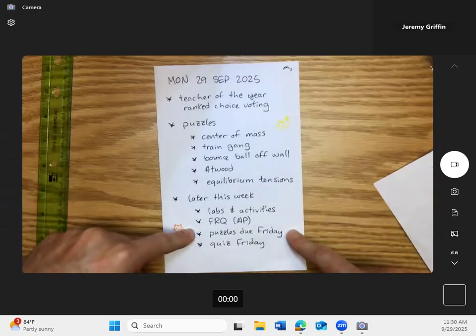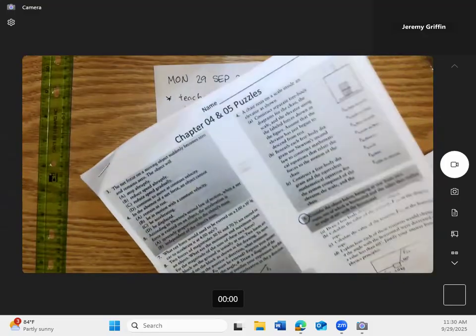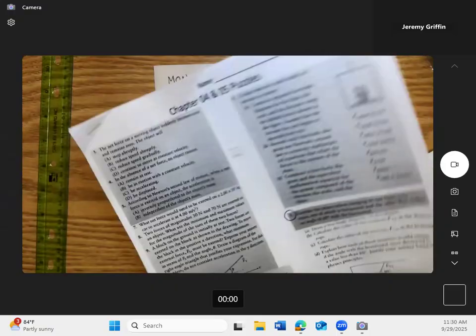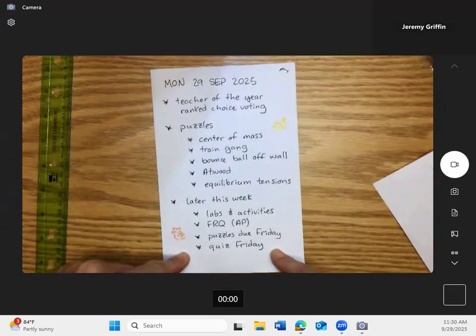You guys remember your chapter puzzles are due Friday, right? You remember these chapter 4 and 5 puzzles? Back last Friday, I narrowed it down to 10 that I was recommending to you guys, and then I'll get you a quiz by Friday. So you guys go with the agenda, what we're doing.